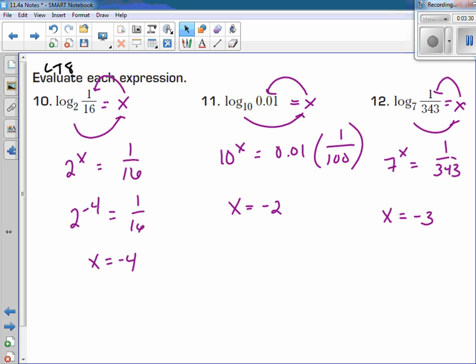That's learning targets 7 and 8. Those assignments are available to you, and they shouldn't take very long, so you can get started on learning target 9.